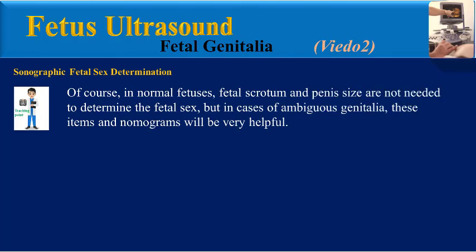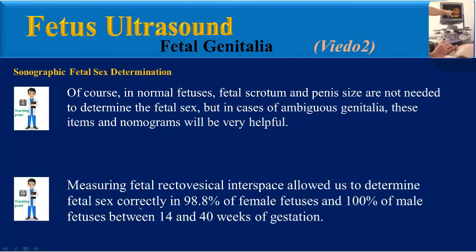Of course, in normal fetuses, fetal scrotum and penis size are not needed to determine the fetal sex, but in cases of ambiguous genitalia, these items in nomograms will be very helpful. Measuring the fetal retrovesical interspace allowed us to determine fetal sex correctly in about 99% of female fetuses and 100% of male fetuses between 14 and 40 weeks of gestation.